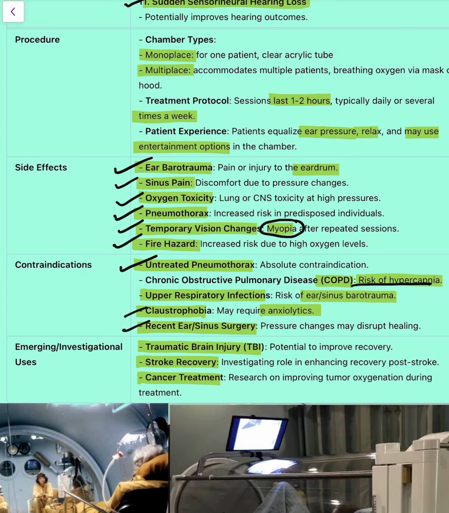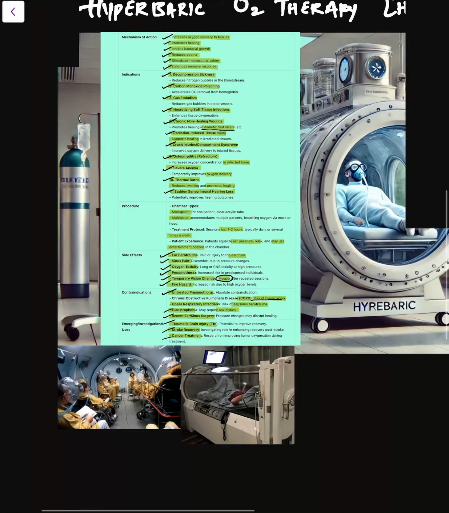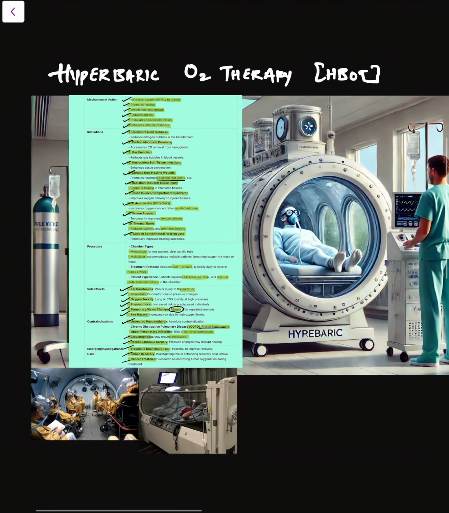Okay. So what are the emerging uses of hyperbaric oxygen? Traumatic brain injury we can use it for, stroke recovery, and cancer treatment. Still the research is going on. So this was a short discussion on hyperbaric oxygen therapy. Thank you.